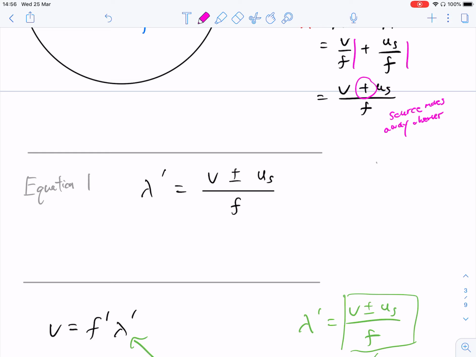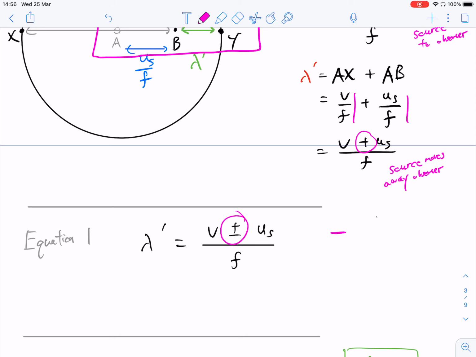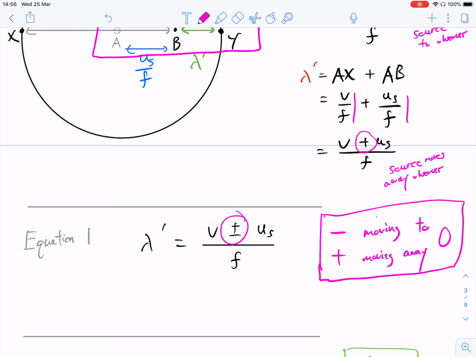The equation gives it to you as both plus or minus. So it's up to you. Remember that minus is moving to the observer, and plus is moving away from the observer. Okay, so make sure you make a note of that in your data booklet.